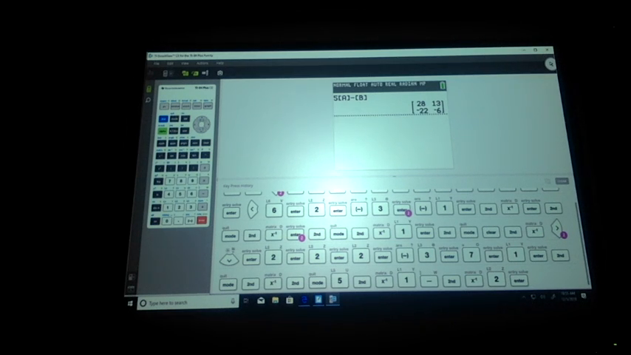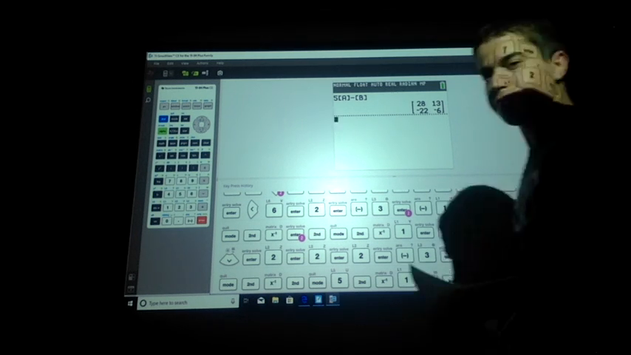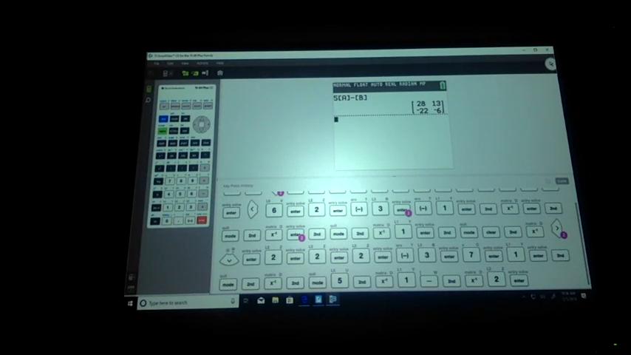Wait, did you do 5A? 5A means that we go 5 times A, and then minus matrix B. Yeah, I typed it. This is so fast. Second quit. 5. Second A. Tell me that's wrong. And then minus matrix B. Yeah. Cool.